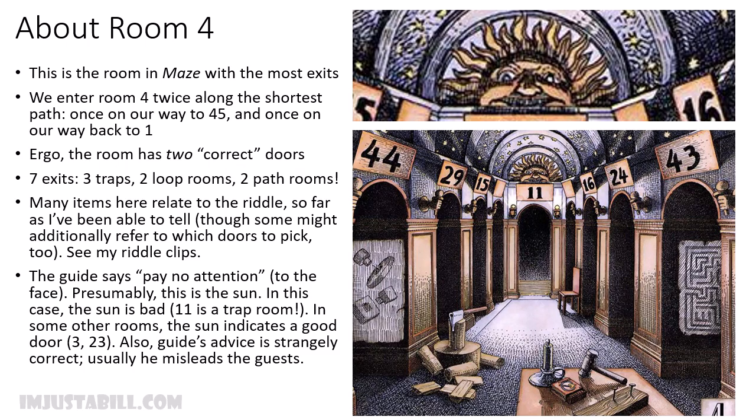And the guide in the dialogue says, pay no attention to the face. So presumably he means the sun. And in this case, the sun is actually bad, because it's over room 11, and room 11 is a trap room. In some other rooms, the sun indicates a good door, but this is one of the cases where it doesn't.